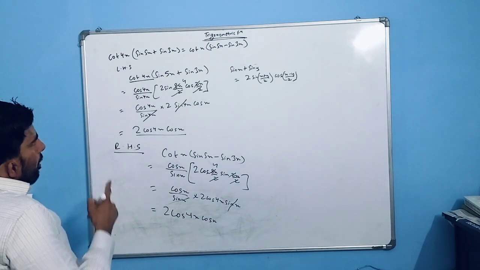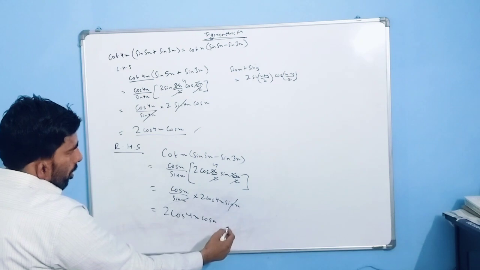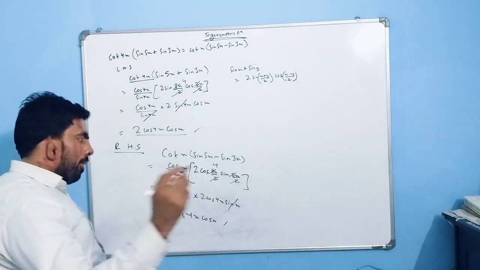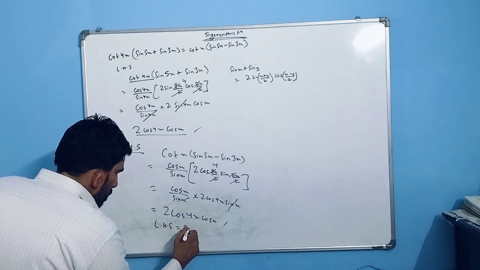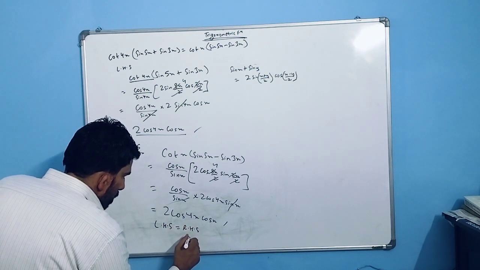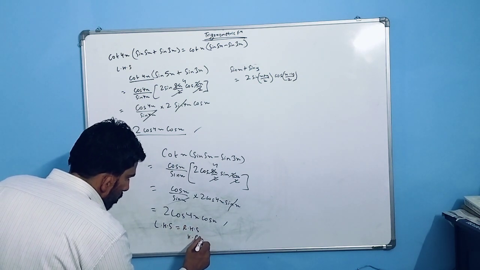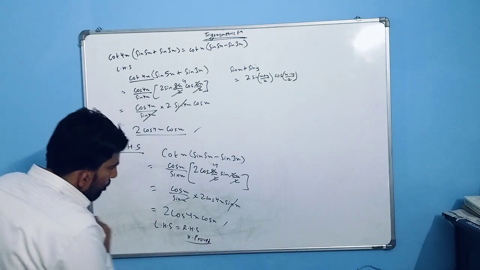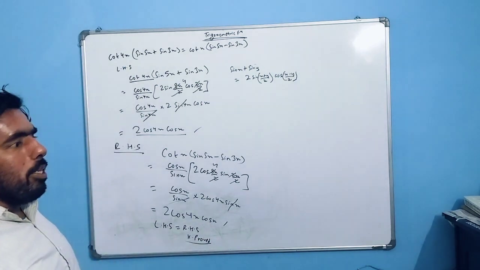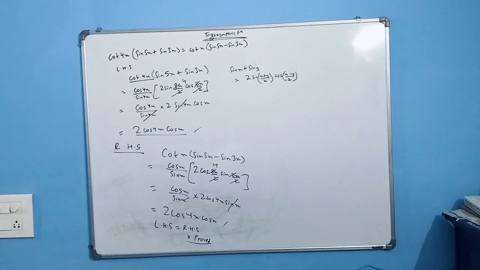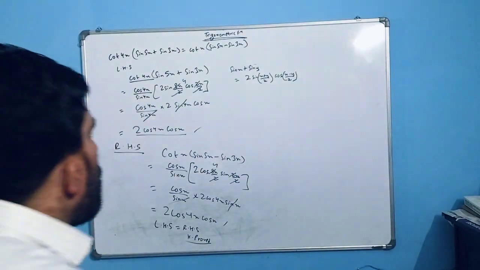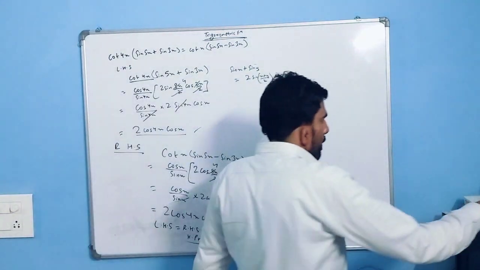So you can see we got our answer. LHS is equal to RHS. Hence, proved. So likewise, we can solve such kind of numericals. Now we'll try to solve the next numerical.